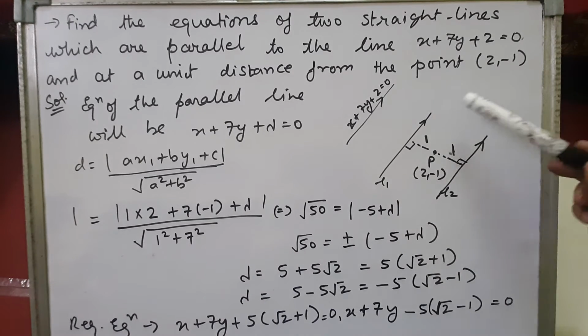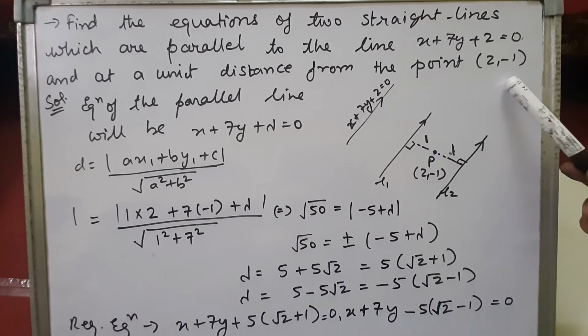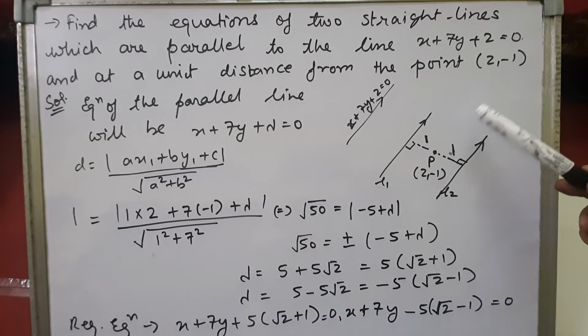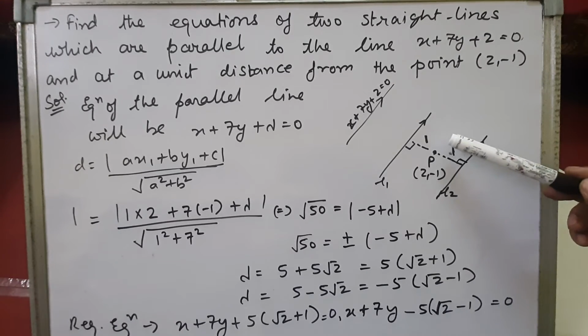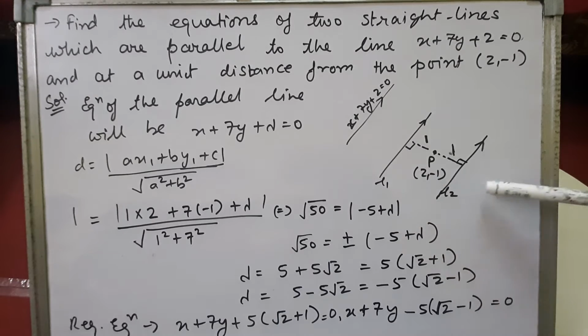We have to find the equation of L1 and L2, and the condition given in the question is that if we draw perpendicular from point P, which is (2, -1), to L1 and L2, the length of the perpendicular is 1 unit. Alright. So somewhat similar to this, the question is saying.